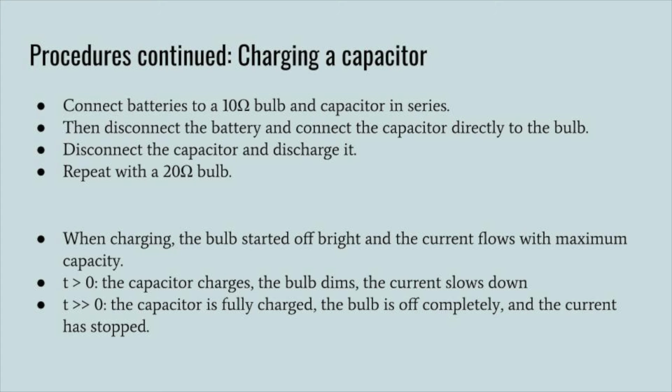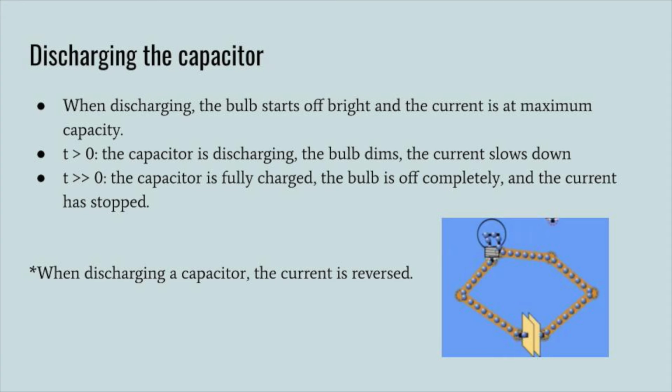When charging, the bulb started off bright and the current flowed with maximum capacity. When T was greater than 0, the capacitor charges, the bulb dims, and the current slows down. With T much greater than 0, the capacitor is fully charged, the bulb is off completely, and the current has stopped. When discharging the capacitor, the bulb starts off bright and the current is at its maximum capacity.